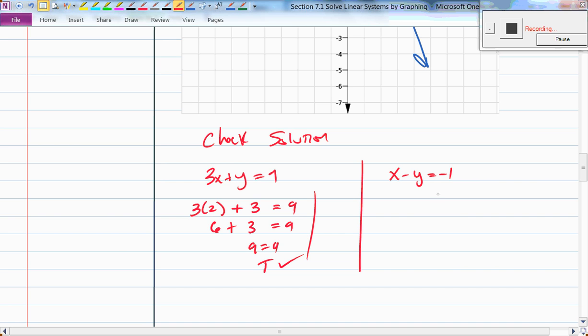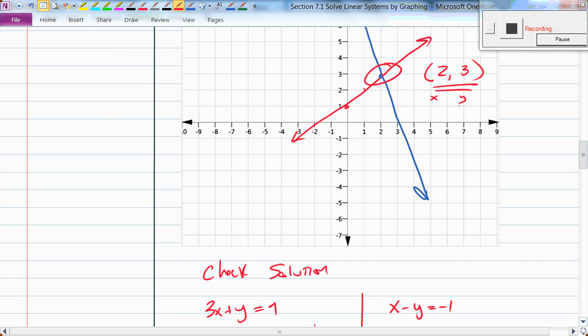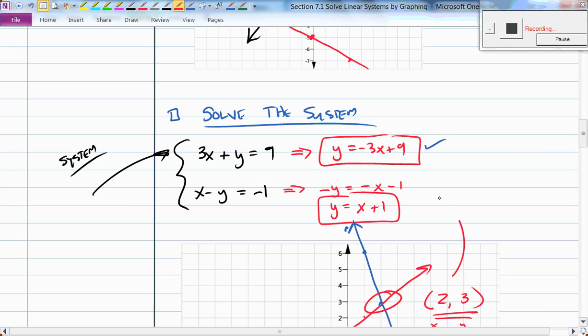Awesome. Let's test the same point over here. It was x, 2, y, 3, so we go 2 minus 3. Does that equal negative 1? And of course, negative 1 equals negative 1. That is also true. So it seems that this is the only solution for this system of equations. And that's how you solve a system of equations by graphing.